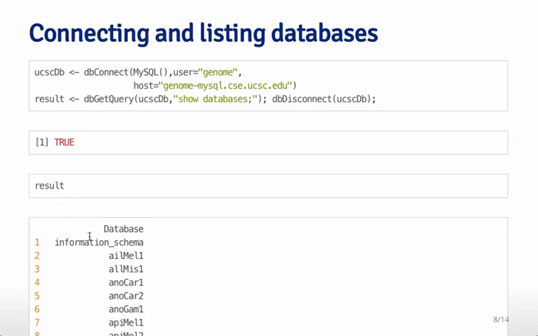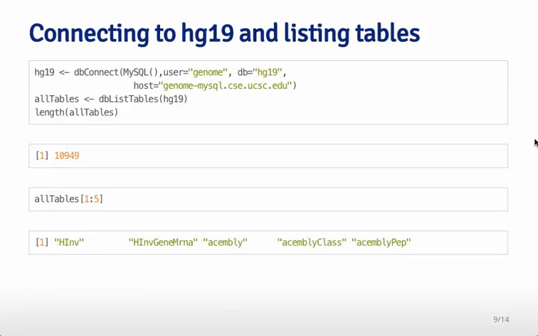Then if I look at result, what result will show is a list of all the databases that are available within the MySQL server that is located at this particular host address right here. We're going to focus on one in particular, and that's hg19. hg19 is a particular build of the human genome, the 19th build of the human genome. So what we can do now is just run that dbConnect command again, but instead of just passing it the user, we'll also pass it the database. We'll say we want to access this database within this MySQL server.